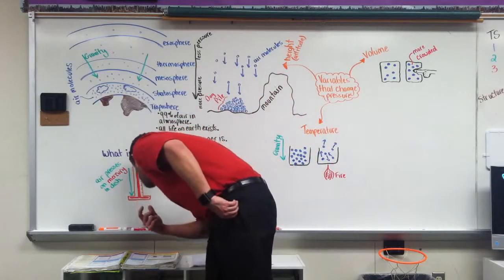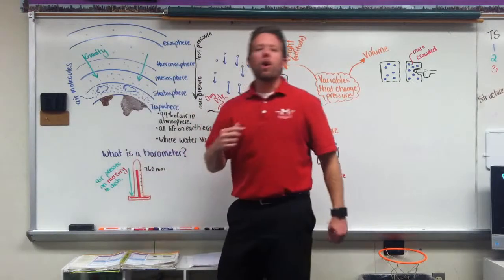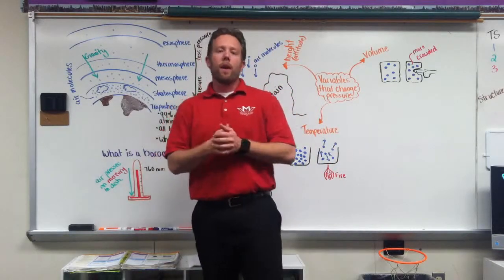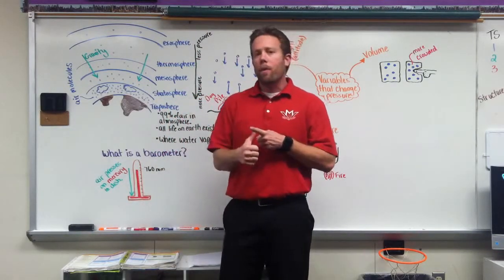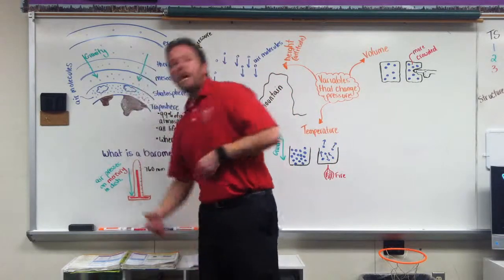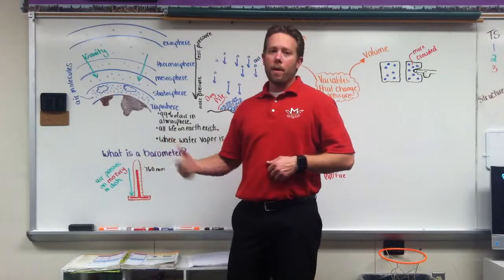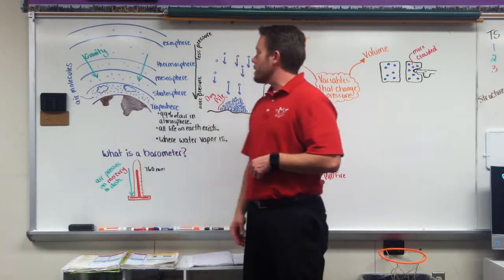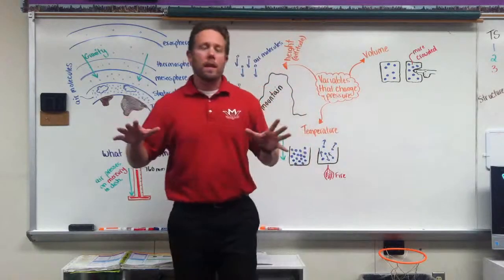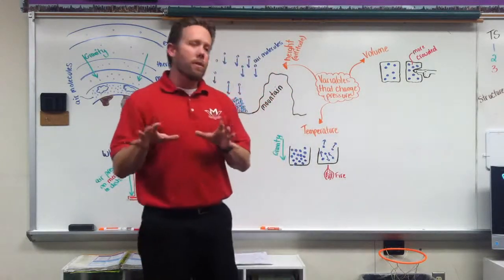Another measuring device is called an aneroid barometer. You're going to need to know that for the test. You have the aneroid barometer, and this one here is the mercury barometer. Okay, so you need to know those two devices. Other than that, we've pretty much covered everything. It was a short, fairly easy lesson review.